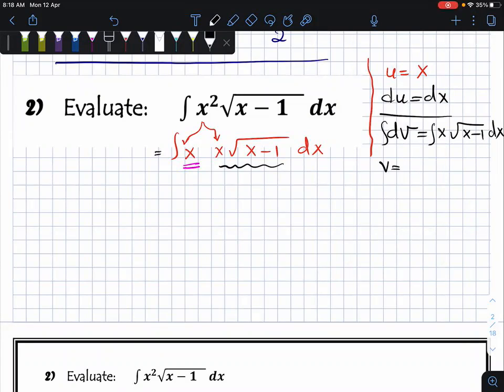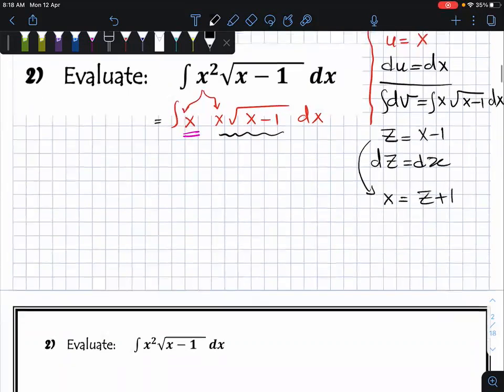This is what I mean. Let's name it z, for example, just because there is already a u in the question. z equals x minus 1, and then dz is equal to 1 dx. And solving for x, x equals z plus 1. Then it is equal to z plus 1 times root z.